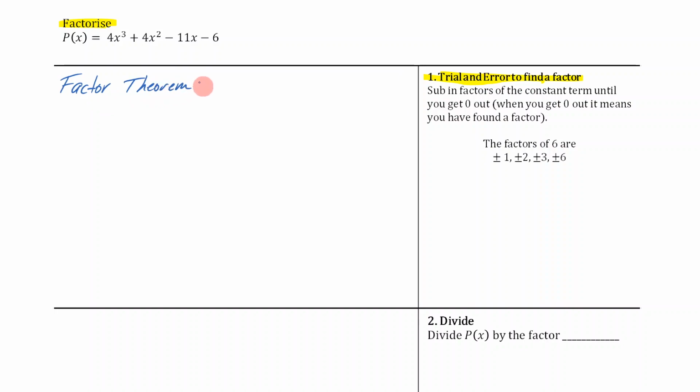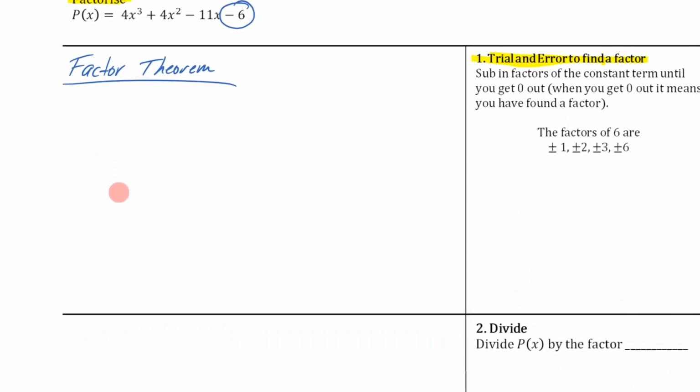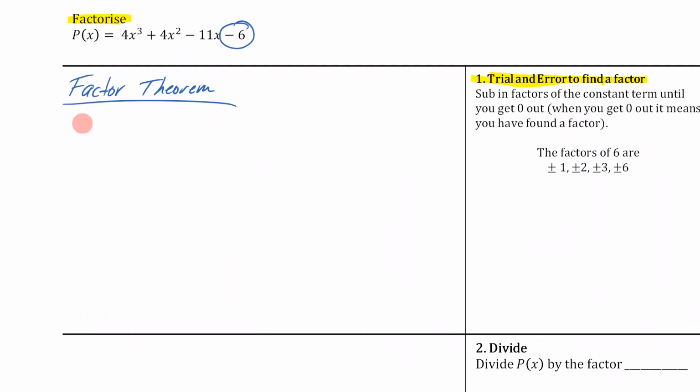What we're going to be doing is subbing in factors of our constant into our polynomial until we get 0 out, and that means we've found a factor. So the factors of 6 are what we're going to be considering here: plus or minus 1, plus or minus 2, plus or minus 3, plus or minus 6. We're just going to keep doing this until we get 0 out. This is the most painful part of this process. So let's give it a go.